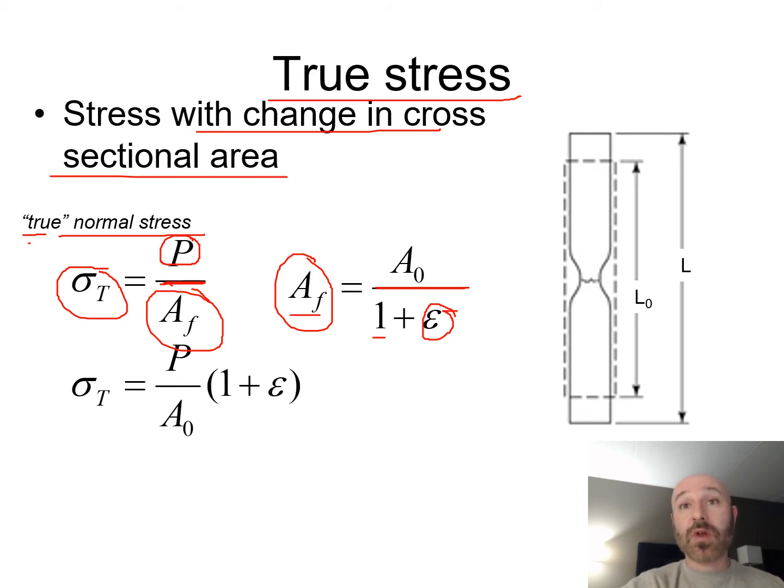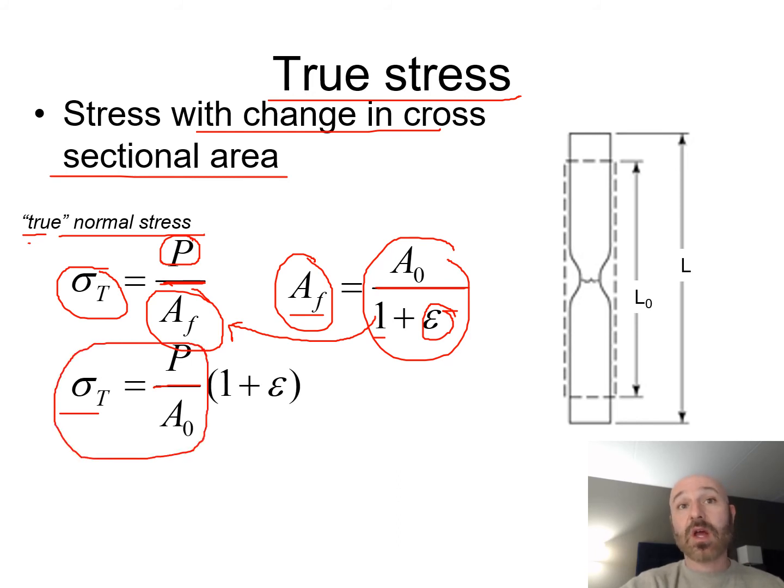So if that's our value for AF right here, we can take this relationship, plug it back in over here, do out a little math, and we see that our normal or true stress is equal to P over A naught, which we're used to. That's what we're used to seeing for our engineering stress, just our sigma.